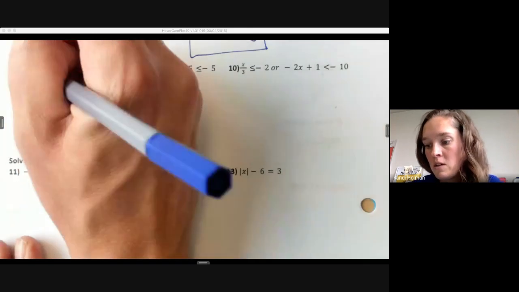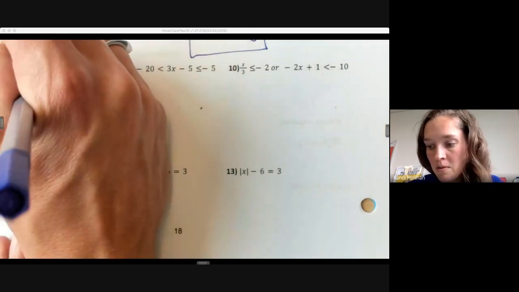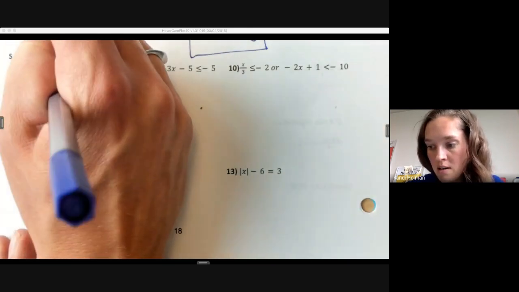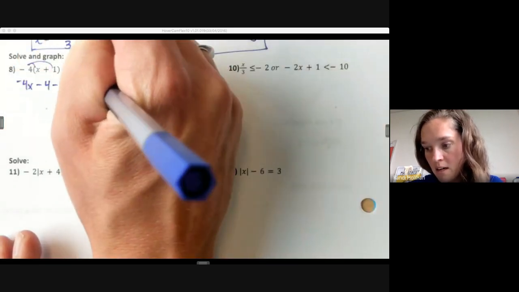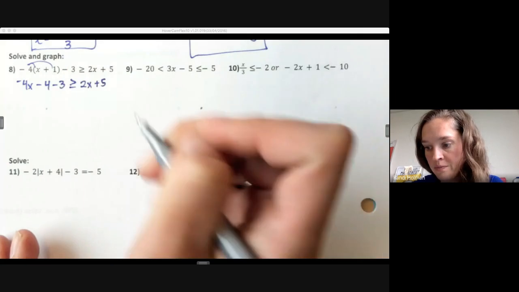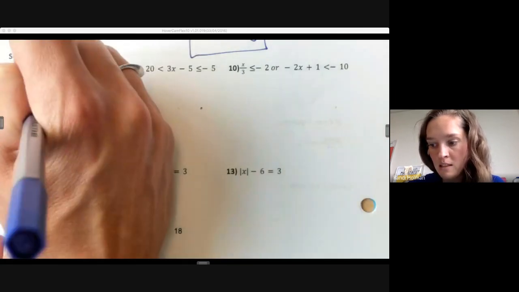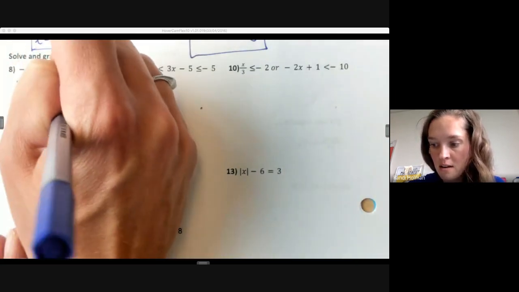So first thing we're doing is distributing here because we want to simplify our side there. Make sure you take the negative with you. Nothing to simplify over here, so we're just going to leave that alone. Negative 4 minus 3 is negative 7.